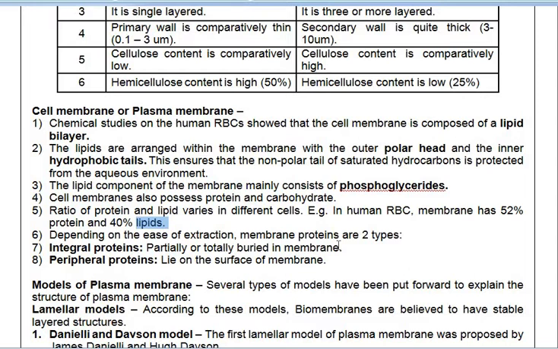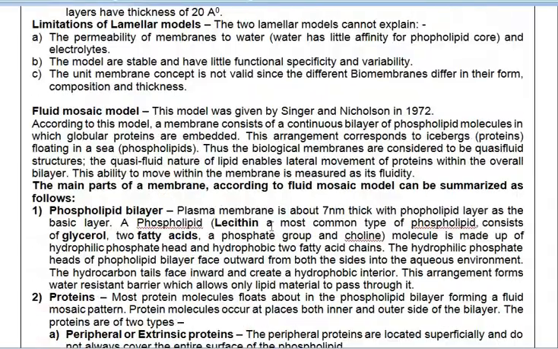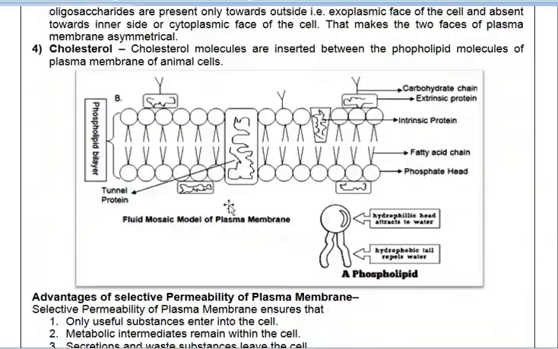But later on the structure was explained by different scientists like Danielli and Davson, Robertson, and then the fluid mosaic model of the plasma membrane, which was given by Singer and Nicolson in 1972. The most acceptable model of the plasma membrane is the fluid mosaic model, which I will discuss later on.